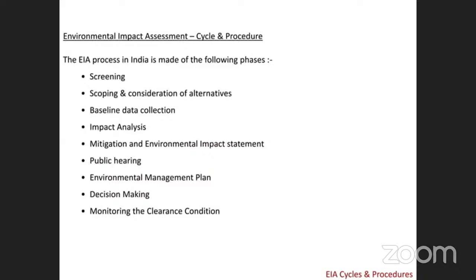Next one is the scoping. The project's potential impacts and zone of the impact assessment, the mitigation possibilities with the project activity, and the need for monitoring of the project. All these are included in the scoping process.